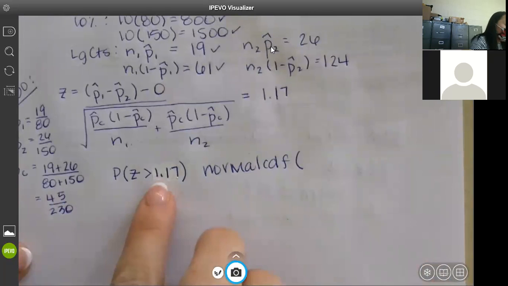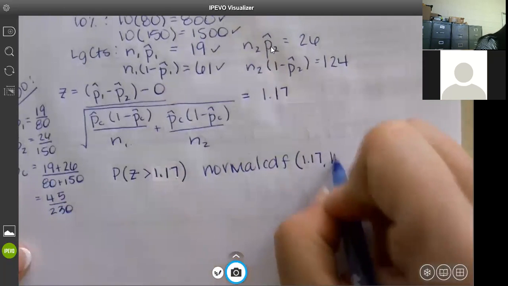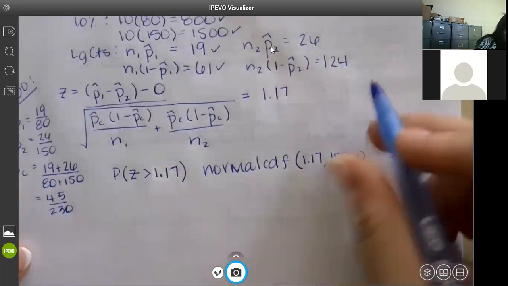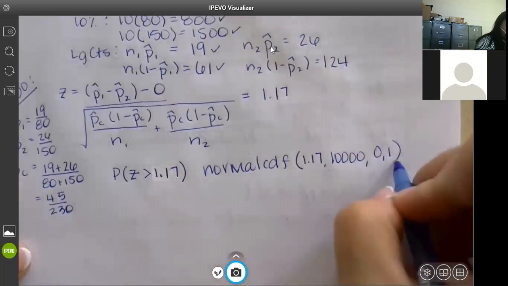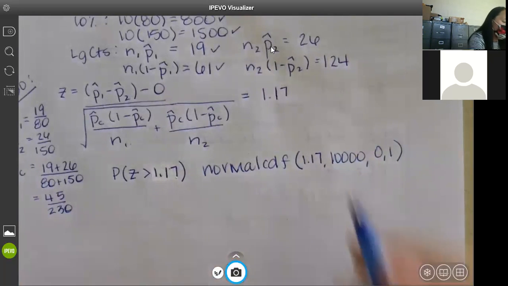If it's greater than 1.17, that's going to be your lower. 10,000 is going to be your upper. And then we change it to a Z value. So 0 and 1 are going to be your mean and standard deviation. Make sure you define those. I didn't write it out, but you need to.